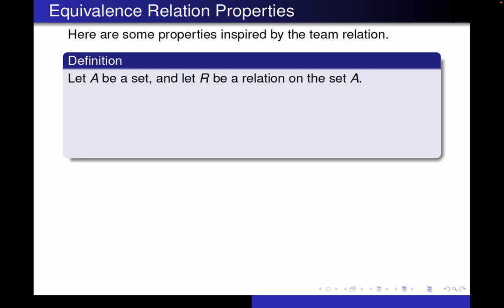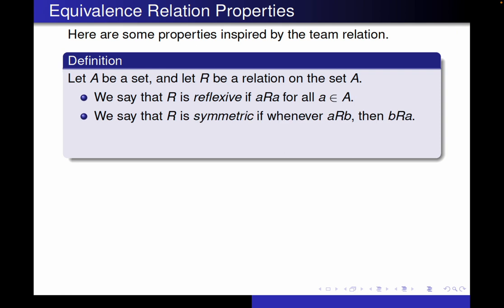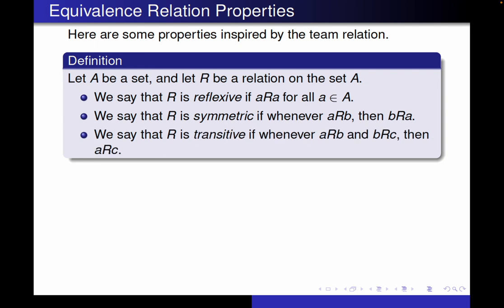If A is a set and R is a relation on the set A, and notice that it's not a relation from one set to another set, it's a relation between elements of the same set A. We say that the relation R is reflexive if A is related to A for all A in the set. We say that R is symmetric if whenever A is related to B, then it also follows that B is related to A. And we say that R is transitive if whenever A is related to B and B is related to C, then it follows that A is related to C.